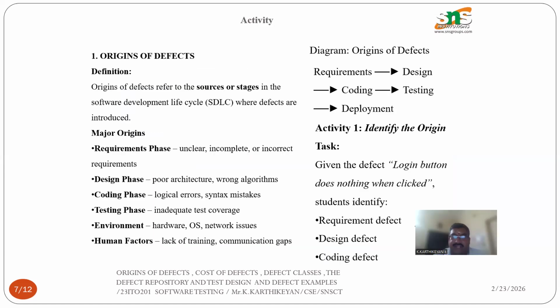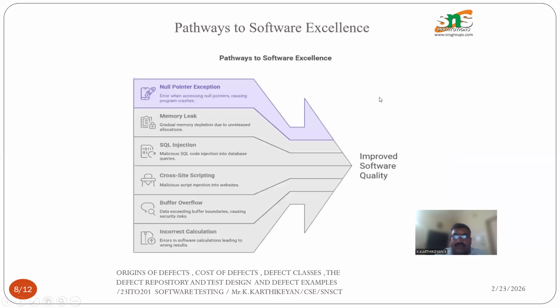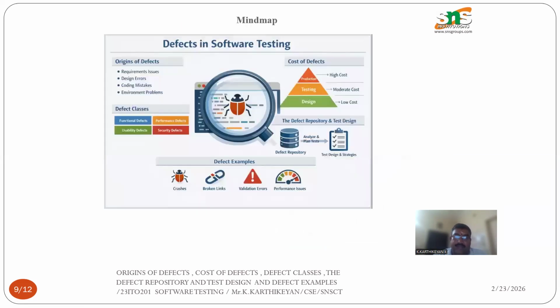So this is an activity. Please find out your activity. I am going to the next one. Pathway to software excellence: null pointer exception, memory leak, SQL injection, cross-site scripting, buffer overflow and incorrect calculation. This improves your software quality. Please find the mind map of defects in software testing and identify the overall examples. You can catch broken links, validation errors and performance issues in these sectors.